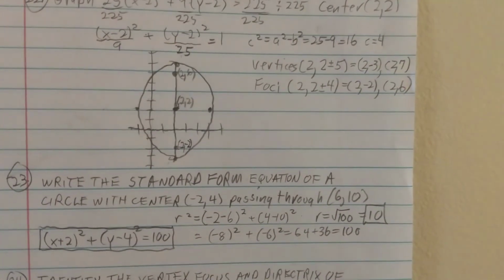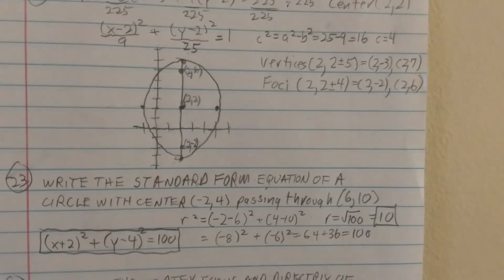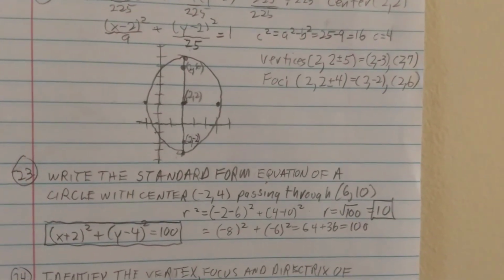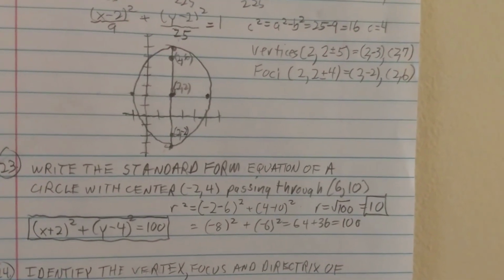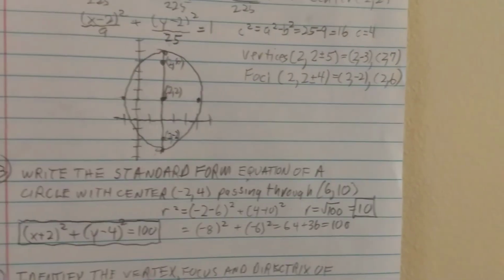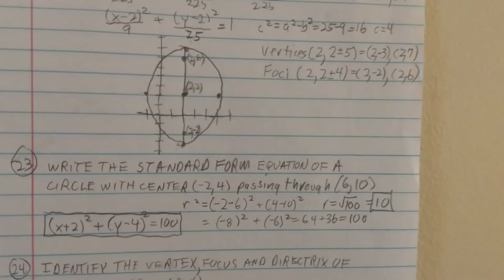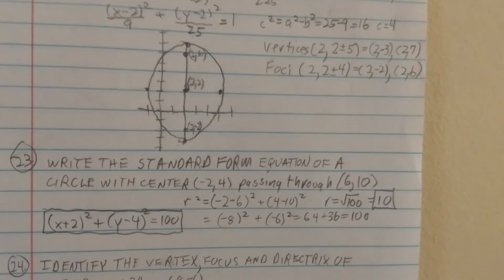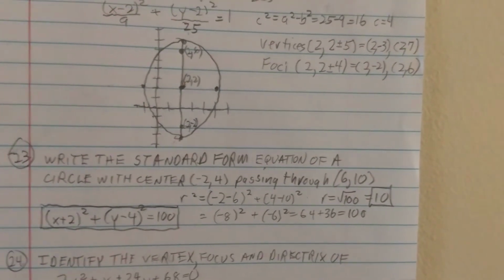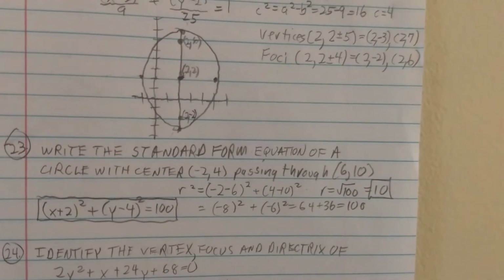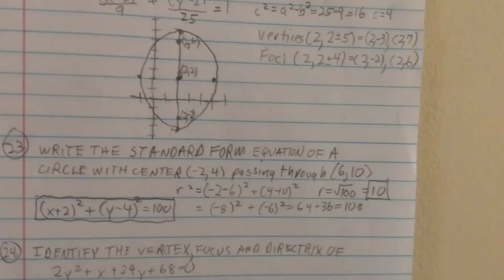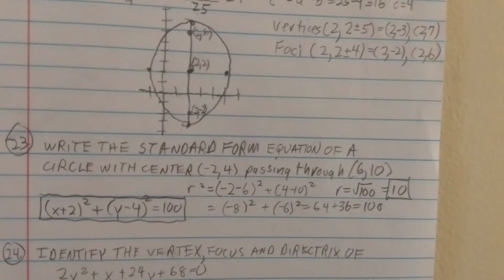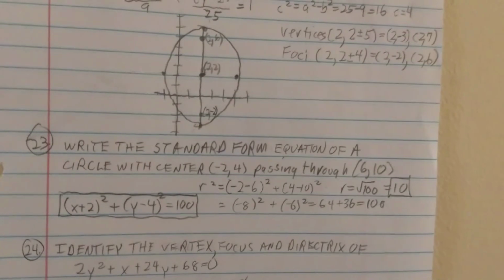So the vertices are 2, 2 plus or minus 5, which is 2, negative 3, and 2, 7. And the foci are 2, 2 plus or minus 4, which I've labeled as 2, 6, and 2, negative 2. Okay? With 2, 2 being the center. Okay, so that's my ellipse.